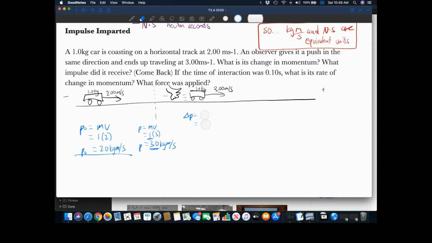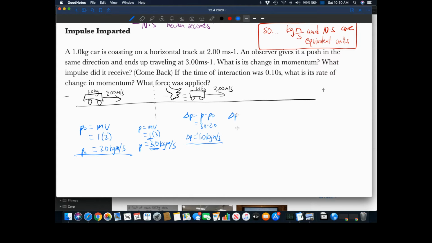We'll actually do the simplest version, which is P minus P0, which is 3.0 minus 2.0, which is 1.0 kilogram meters per second. And it's positive. So the change in momentum, and of course, given this frame of reference, you can see it's got more momentum in the positive direction after this interaction.